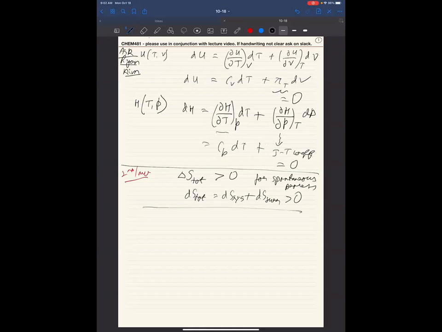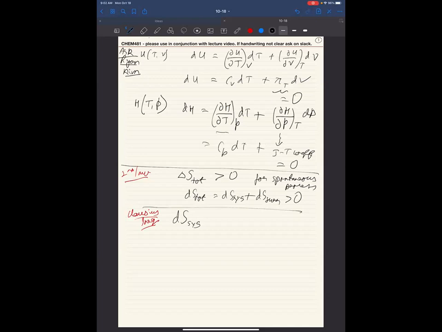So this could be written down as dS total is equal to dS system plus dS surroundings, more than 0. We had an equivalent form that talked about only dS system, and that was known as the Clausius inequality, which is again an equivalent statement of the second law of thermodynamics. There is no new information in it.